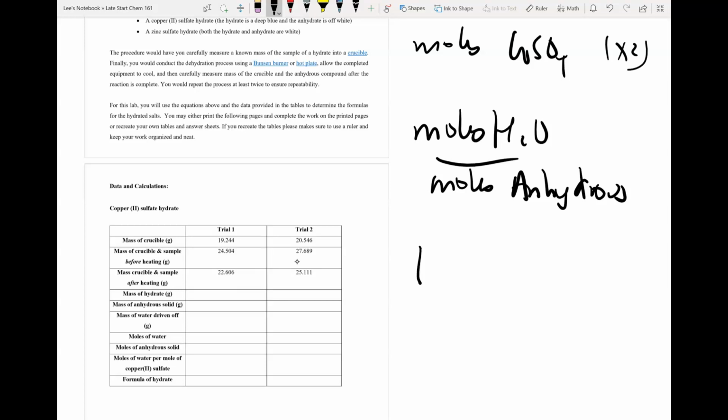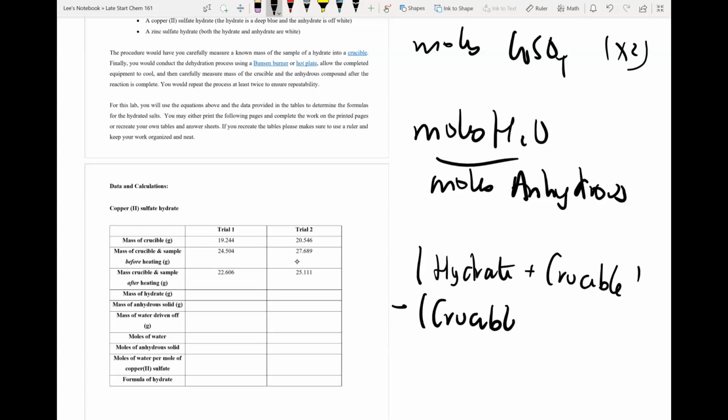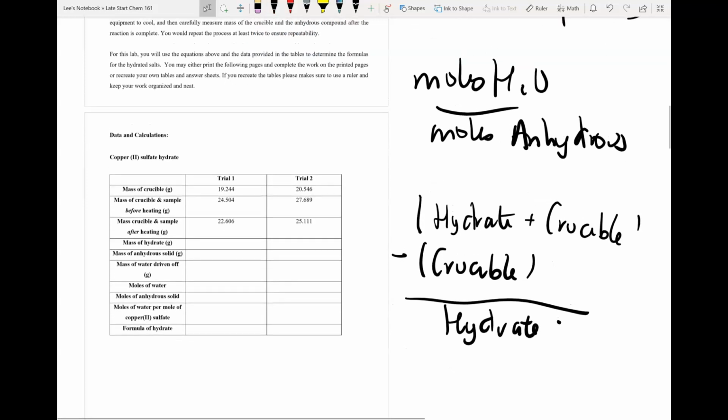If we just take the mass of the hydrate and the crucible, and then subtract from that the mass of the crucible, what we're left with is the mass of the hydrate. And we're then going to turn that into moles, right? So you're going to do that little procedure again. You've always got your sample, whether it's the anhydrous sample or the hydrated sample, with the crucible, and in each case you're going to have to subtract away the mass of the crucible.